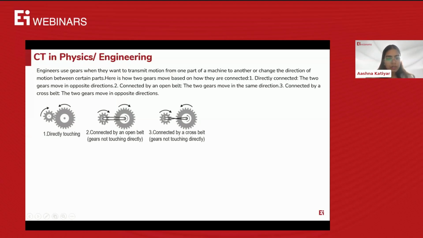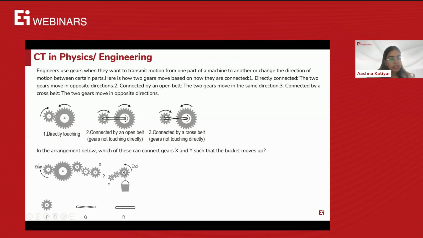So if one gear moves in a clockwise direction, the other gear will also move in a clockwise direction and vice versa. The third is connected by a cross belt. The two gears move in opposite directions. So again, these two gears are not touching each other, but if one gear is moving in a clockwise direction, the other one is moving in an anti-clockwise direction.